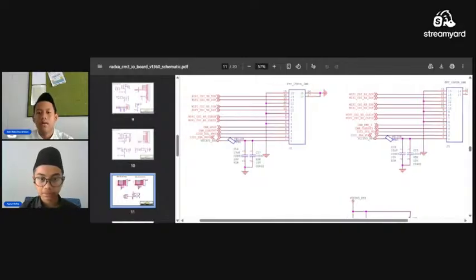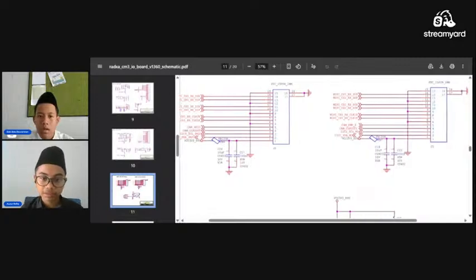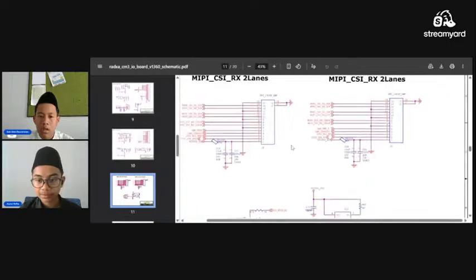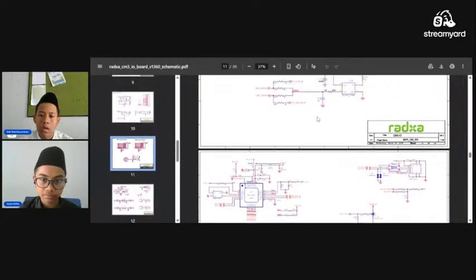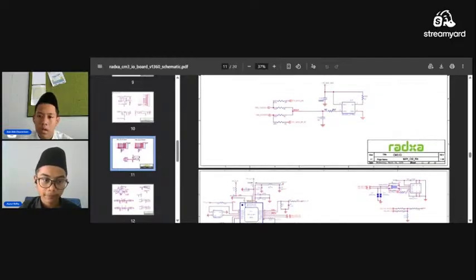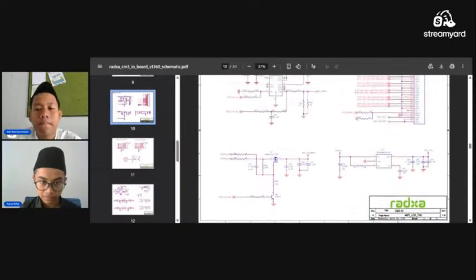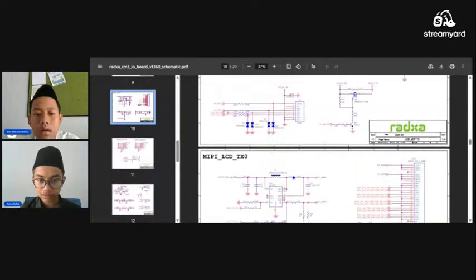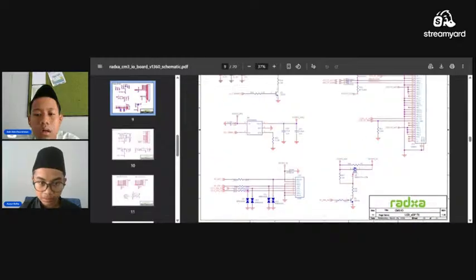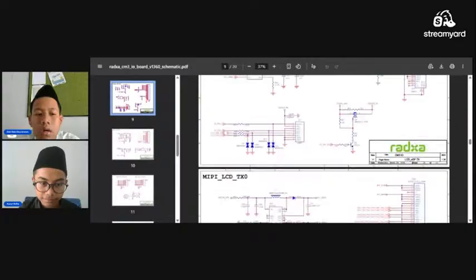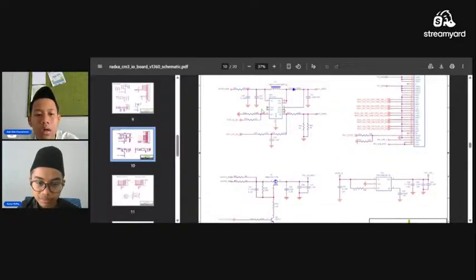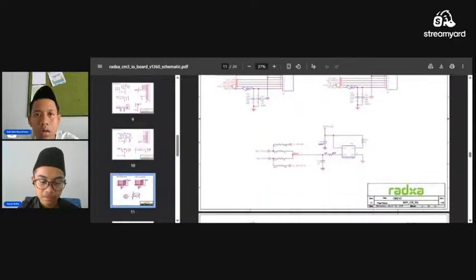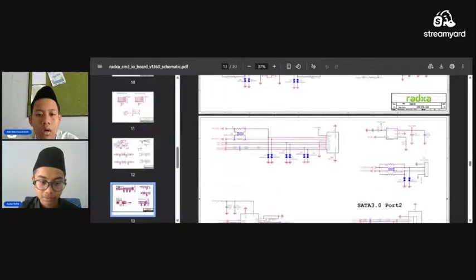If it's a laptop, it usually uses the CSI. There's usually a 15-pin connector for it, and it also supports multiple cameras for this chip. Oh, and also for the LCD, it's also for this, but it's a different communication. I haven't learned much more about this, but I already tried to understand how they work.